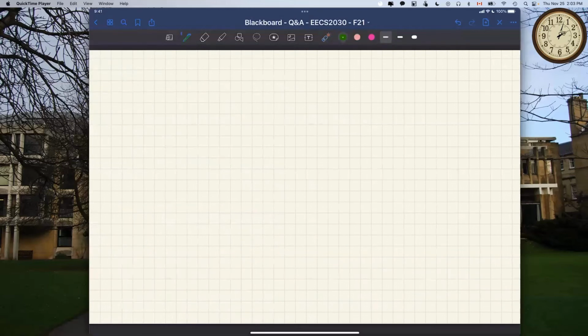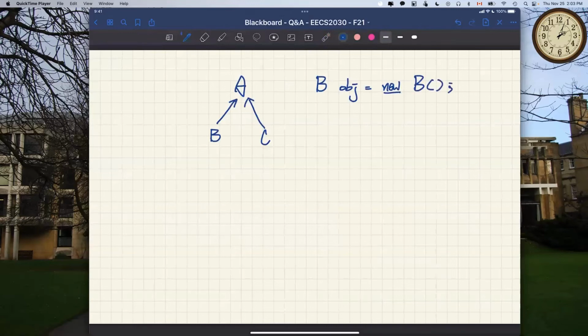Okay, let me just talk about something simple here. Again, let me use A, B, C: A here, B here, and also C here. Let's say we have B obj = new B. For simplicity, I simply made the static type and dynamic type the same. All right, let's now try.